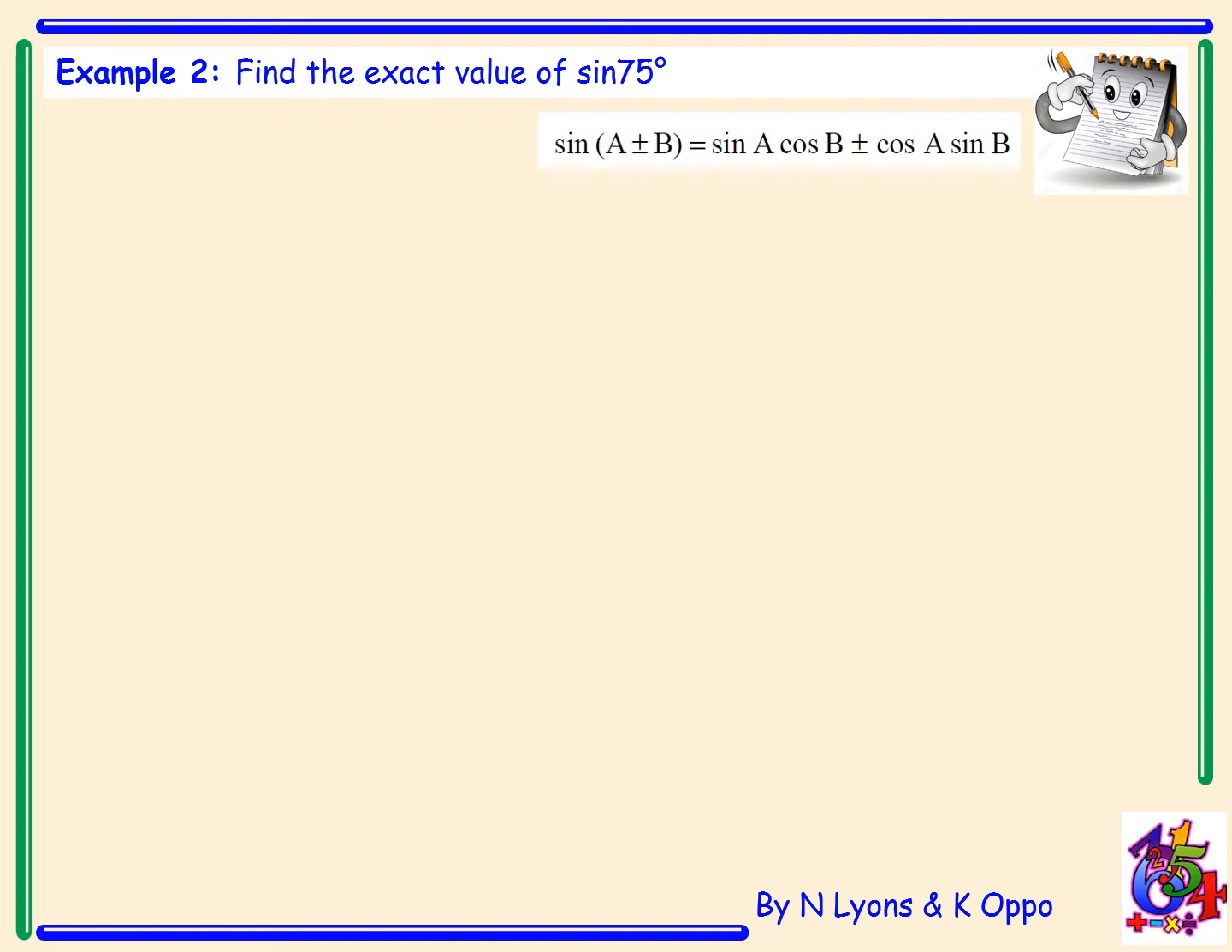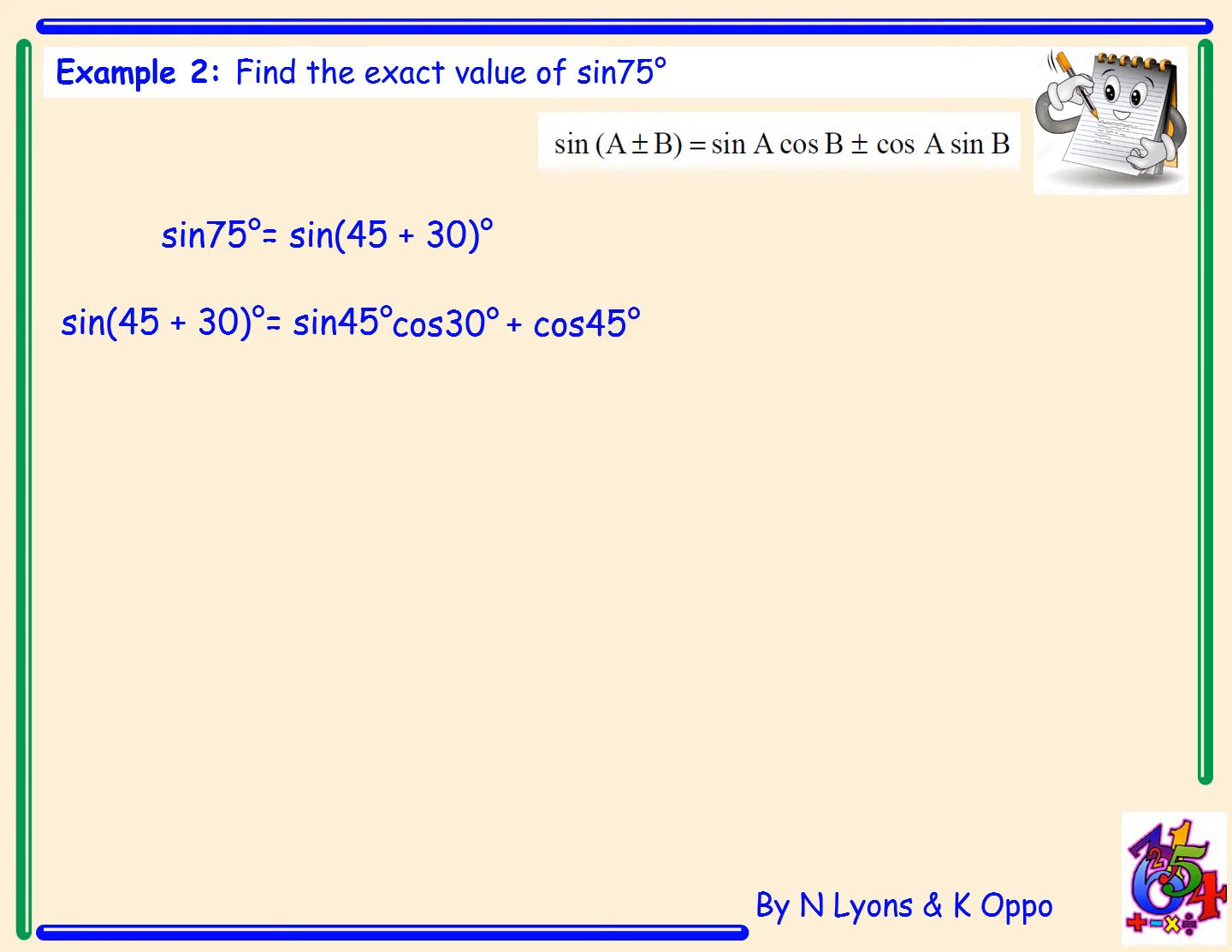Example 2. Find the exact value of sine of 75 degrees. Now sine of 75 degrees can be rewritten as sine of 45 plus 30 degrees, as 45 and 30 are angles within our exact value triangles. So our expansion would be sine of 45 plus 30 is equal to sine 45 cos of 30 degrees plus cos 45 sine of 30 degrees.